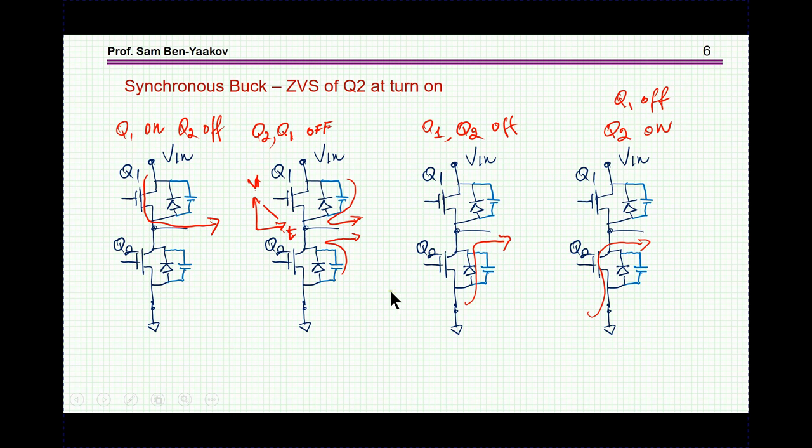So we have a situation that before turning on the transistor, the diode is already conducting, and the voltage on the transistor is almost zero. Well, it's in fact minus the voltage drop of the diode. And now we can turn on the transistor under practically zero voltage. So this is called zero voltage switching. It is very nice that the turn on is under zero voltage switching. The concept of zero voltage switching is very important. If we can somehow use this approach to alleviate the hard switching, then it'll be nice because we can get rid of the extra losses.